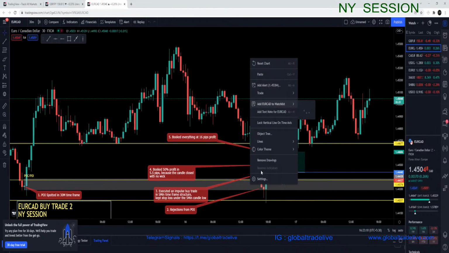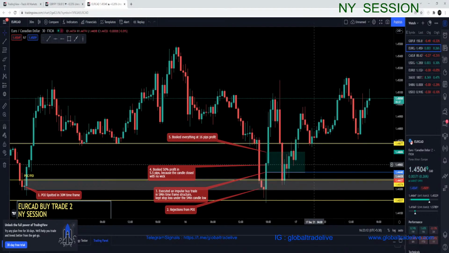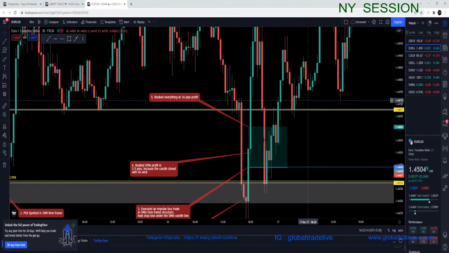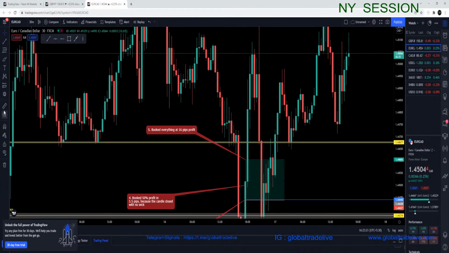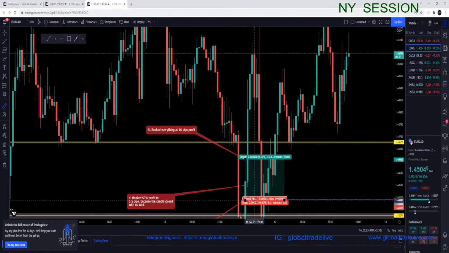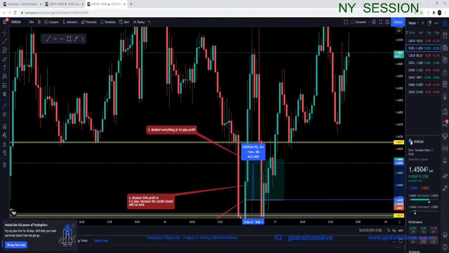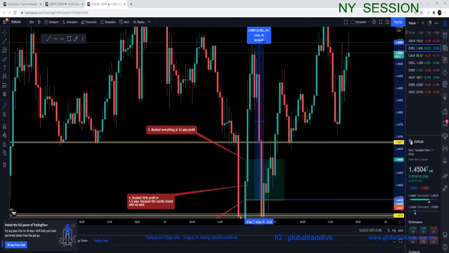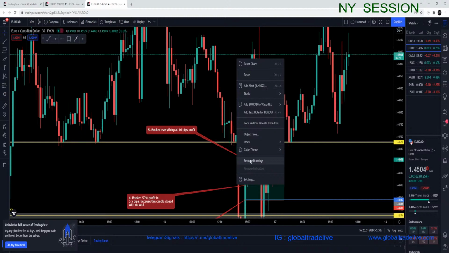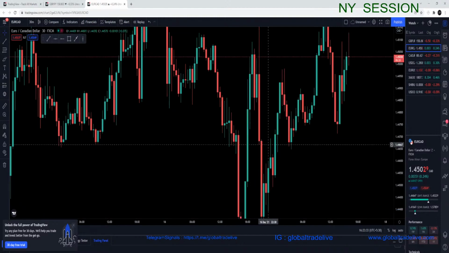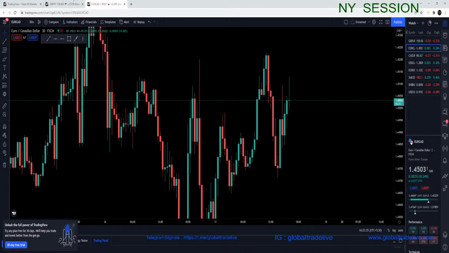Okay, I'm gonna remove everything from here as well. So look here, EURCAD yesterday took the trade over here on this blue line, and I closed everything over here at 14, 15, 16 pips, but it went up 64 pips. Damn, that was a great trade over there.